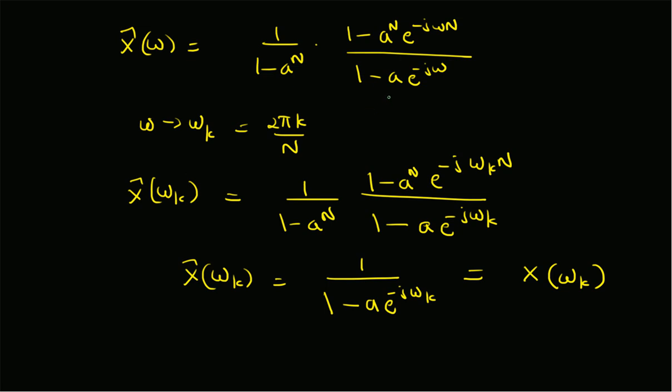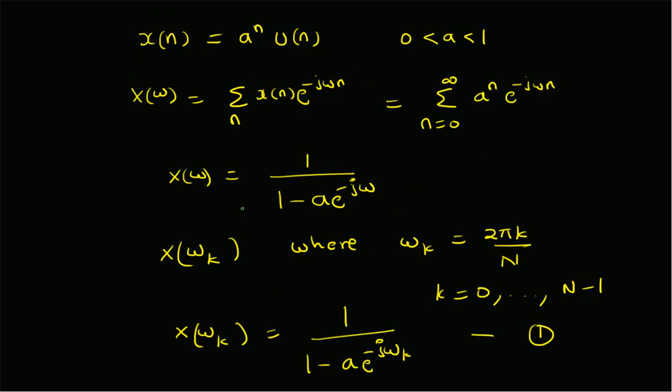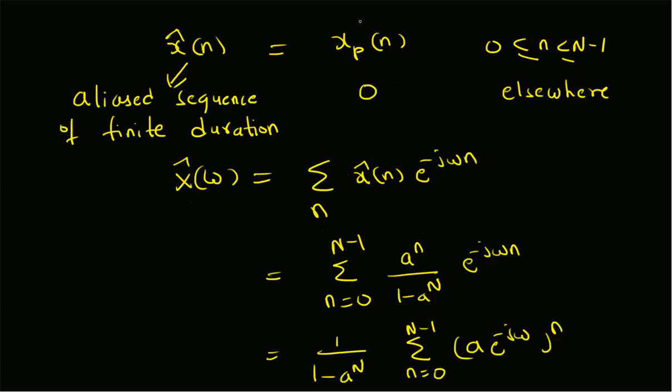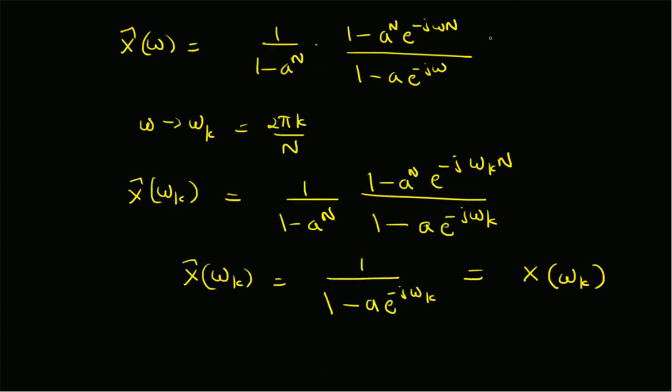Now when we sample this Fourier transform, that is x hat of omega k, we find that it is actually equal to, again, a simple expression, 1 by 1 minus a into e power minus j omega k, which is found to be equal to the sampled version of the original Fourier transform. So these Fourier transforms agree only at these discrete locations. That is, the Fourier transform from the original sequence x of n and the spectrum determined from x hat of n, the finite sequence extracted from xp of n. So this is the influence of frequency domain sampling on the reconstructed spectra. Thanks for watching.